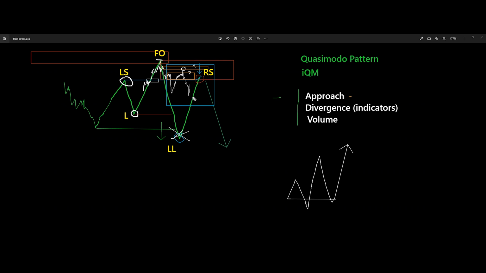How can we define the strongest supply zones? How can you define the strongest supply zones? Where inside here? Yes, it's a good question.